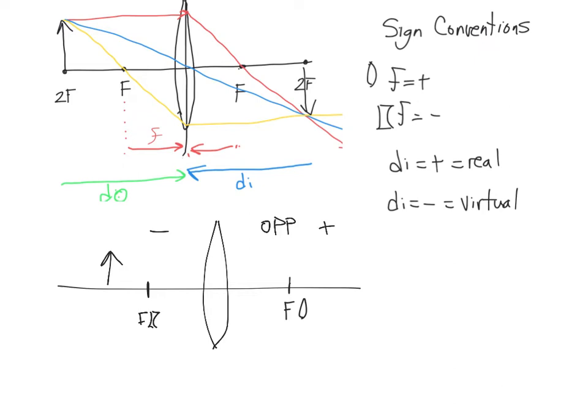And so the focal point over here is positive because it's on the opposite side. The focal point over here is negative because it's on the near side. If the image is over here, then it's going to be positive. If the image is over here, then it's going to be negative.